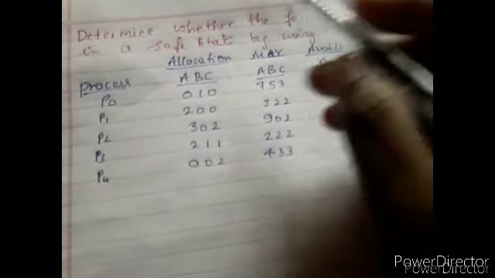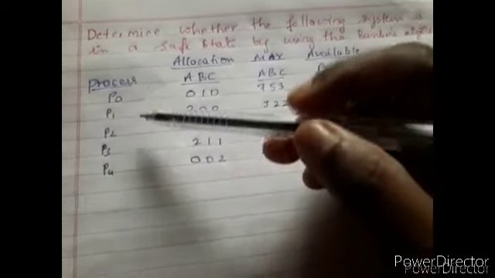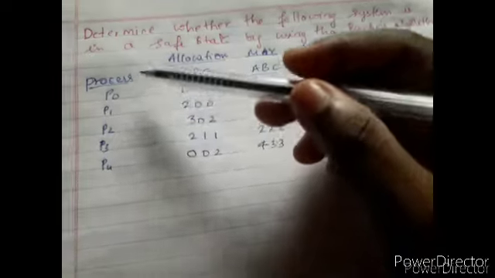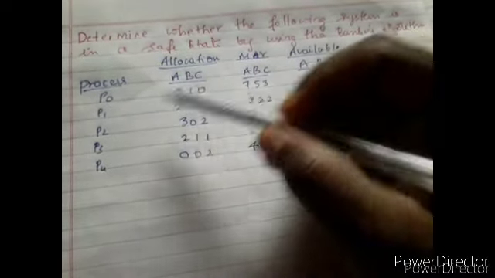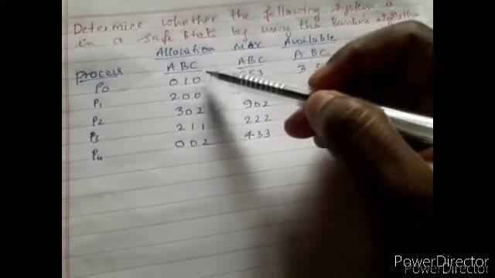Okay, we'll solve some problems on Banker's algorithm. So let us consider the problem. Determine whether the following system is in a safe state by using Banker's algorithm. In this problem, there are 5 processes given, P0 to P4, that is n is equal to 5. Next, 3 resource types are given: A, B, C, that is m is equal to 3.